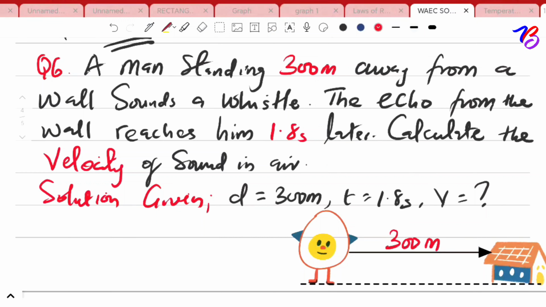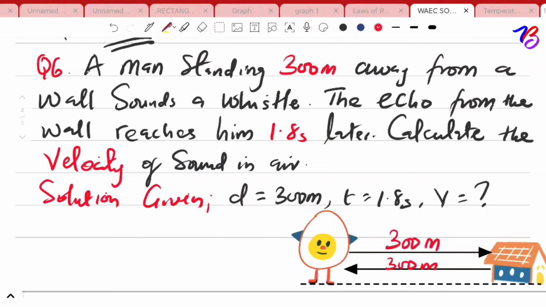So our distance is 300 meters, that is from the boy to the building. Is that clear? Then we are asked to calculate the velocity of sound in air. In case you are asked for the echo, of course you know that this 300 will be equal to another 300. I hope you are following, because we are referring to an echo.